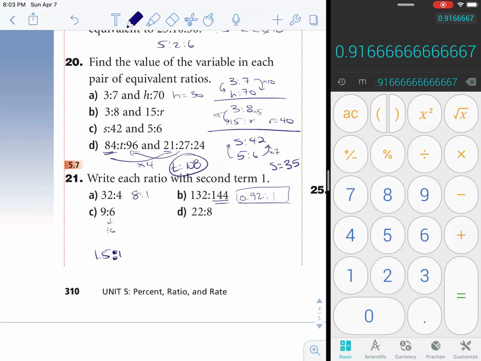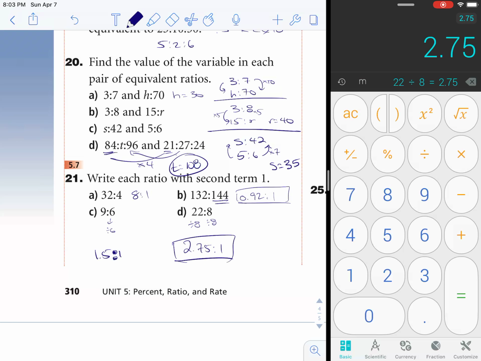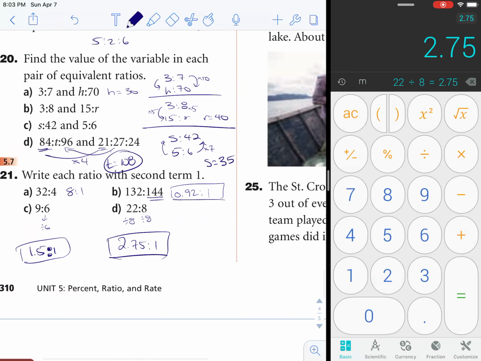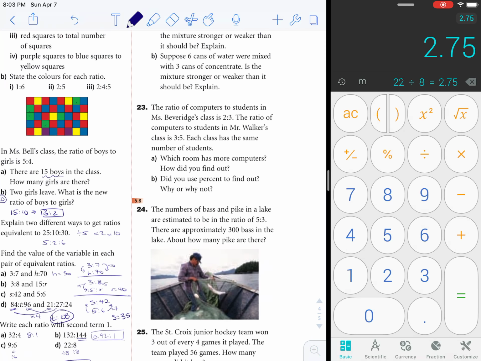And dividing by 8 each term. So 2.75 to 1 will be that ratio. Okay.